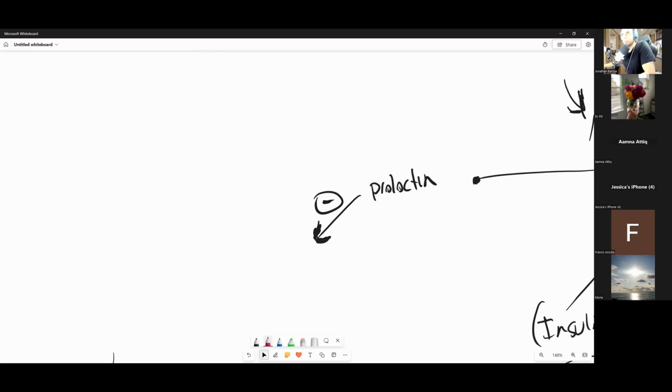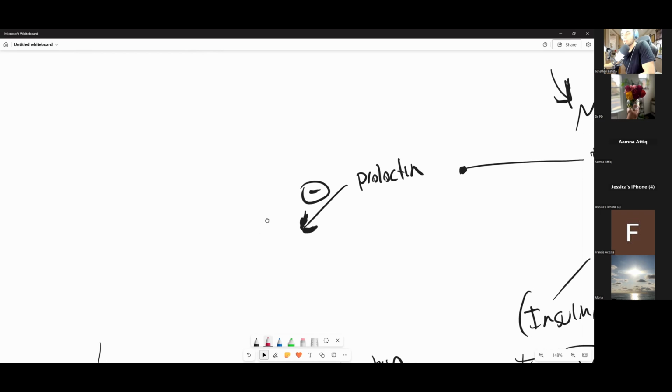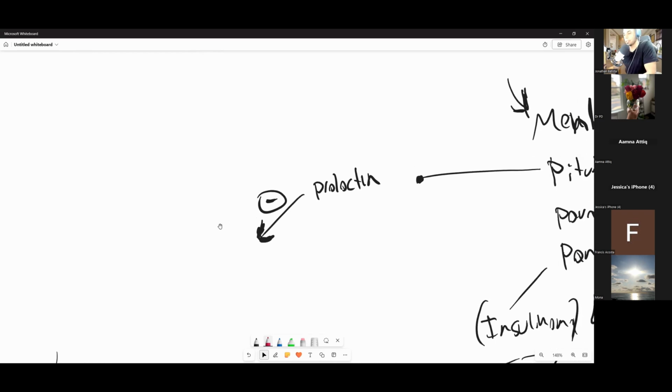Anybody? If you know the answer, type it down. What hormone is inhibited by prolactin? Is it progesterone? Nope. I'll tell you. Check this out. Prolactin will inhibit GnRH. Definitely.